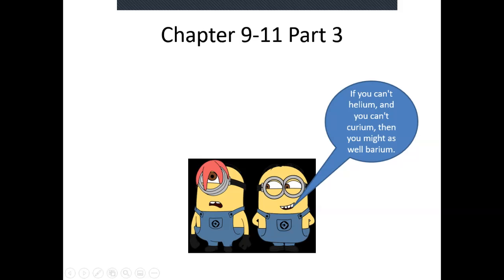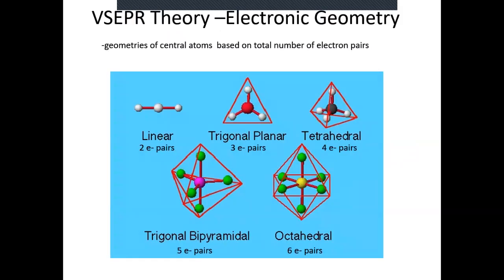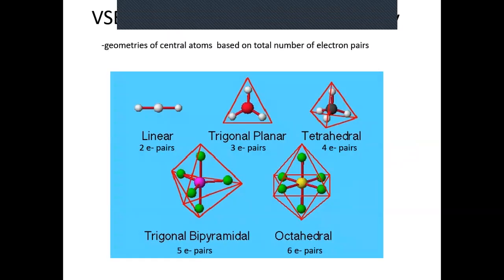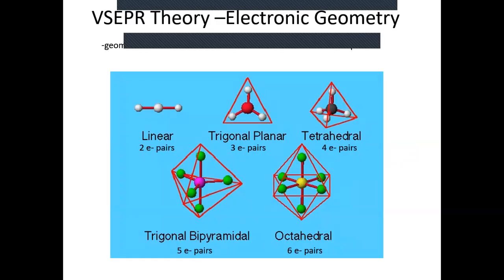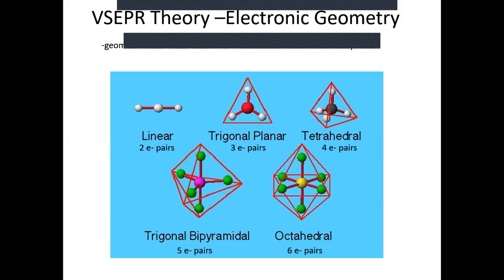So let's get started with today. We'll be talking about geometry. There are two types of geometries when involving Lewis structures. We have the electronic geometry, which is just based on the total number of electron pairs around the central atom. For geometries, we're only interested in the central atom. With electronic geometry, we're only interested in the total number of pairs, not whether they are lone pairs or bonding pairs. We're just interested in that they are pairs of electrons around the central atom.